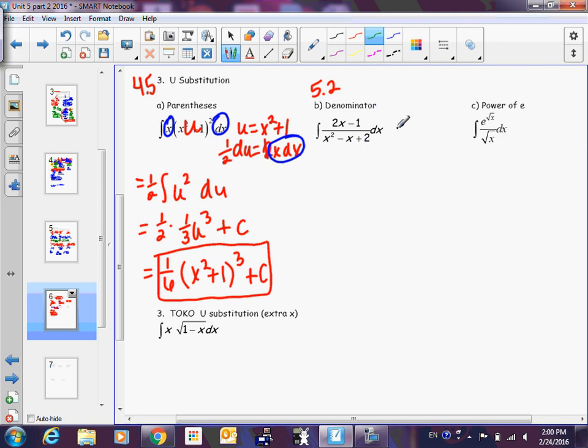So in this case, if you let u equal the denominator, okay, so I let the whole denominator be the u, what I'm hoping happens is that the numerator is the du. So what is du in this case? 2x minus 1. Isn't that awesome?